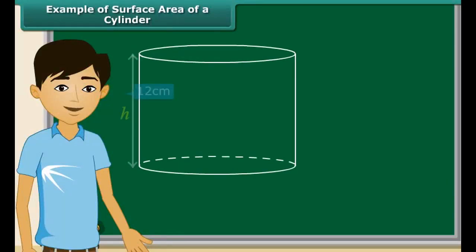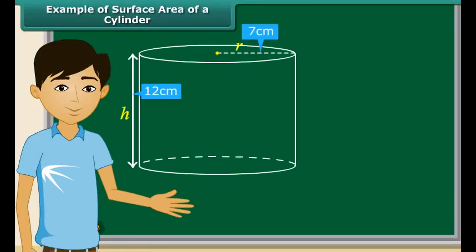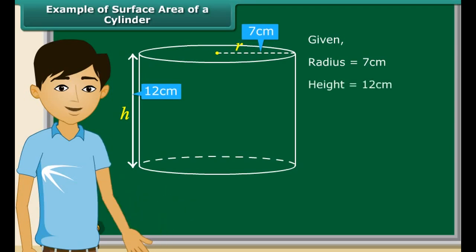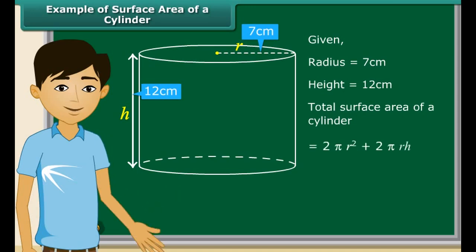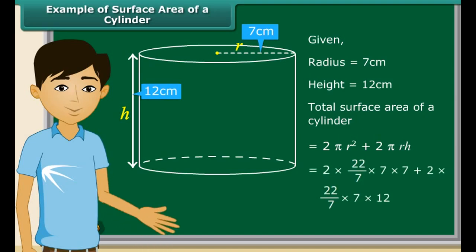Let us find the surface area of this cylinder. It is given that this cylinder has radius equal to 7 centimeters and height equal to 12 centimeters. Do you remember the formula for calculating the total surface area of a cylinder? Yes, it is equal to 2 pi r square plus 2 pi r h. Now substitute the values in this formula.